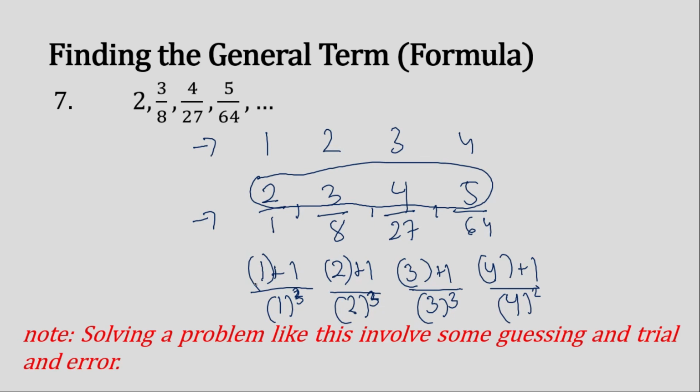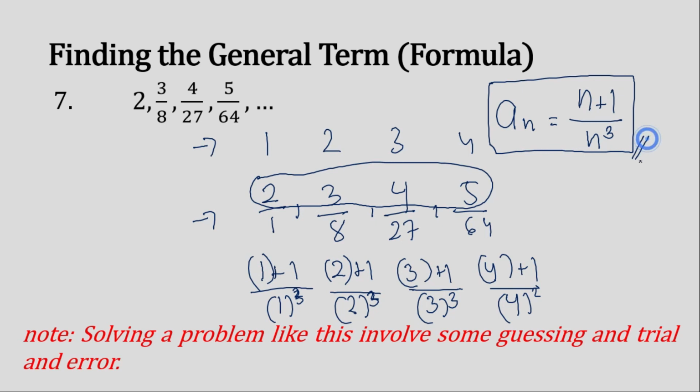Now all we have to do is to replace the number inside the parentheses with n. So we can get n plus 1 over n cubed. So this is applicable for all of these numbers. So the formula or the general term is a sub n is equal to n plus 1 over n cubed. This is the answer for this problem. It's somehow tricky. You need to be more critical and you need to have some guessing and trial and error to answer this.